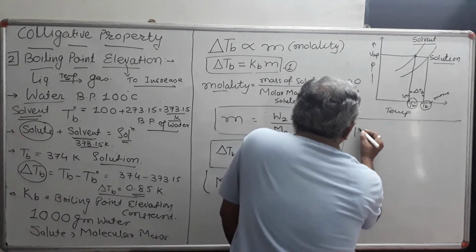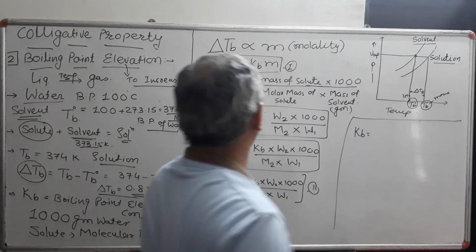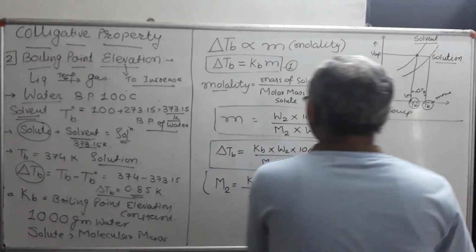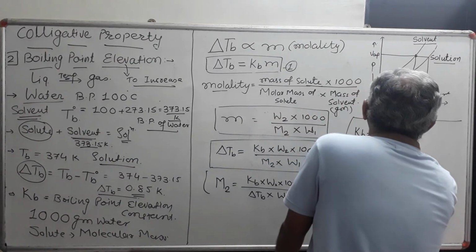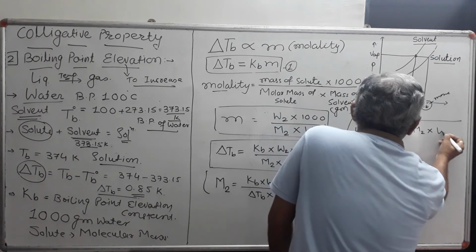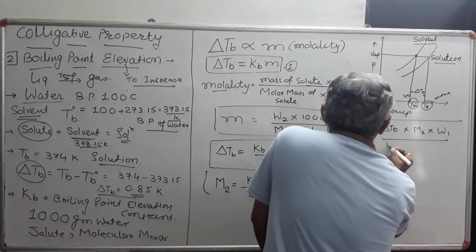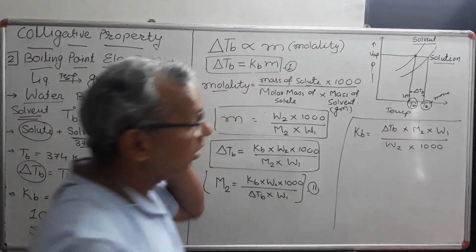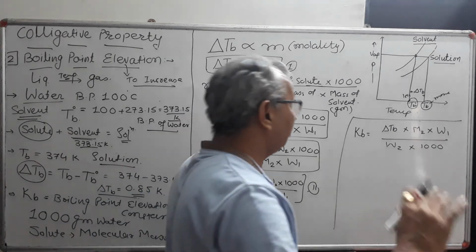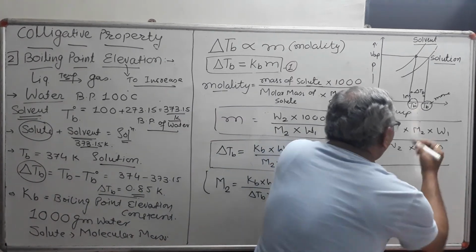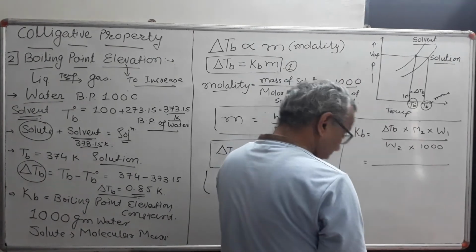Now what is the unit, or what should be the unit of kb, friends? So we are making kb the subject. In that case we will obtain kb is equal to delta TB into m2 into W1, friends, divided by W2 into 1000. This is the formula for kb. Now I am putting the units of all, and we will get the unit of kb. How is it possible, friends?